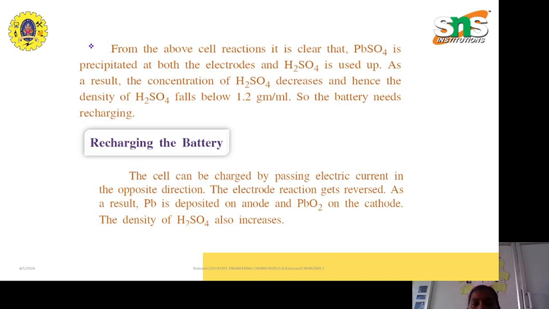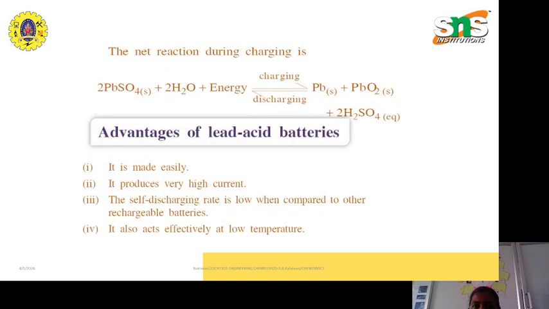The cell can be charged by passing electric current in the opposite direction. All the reactions get reversed. That means the discharging process is directly opposite to the charging process. So by applying current, all the reactions get reversed. That means lead is deposited again on the anode, and lead oxide is deposited on the cathode. So the density of the sulfuric acid also increases from 1.20 to 1.30.